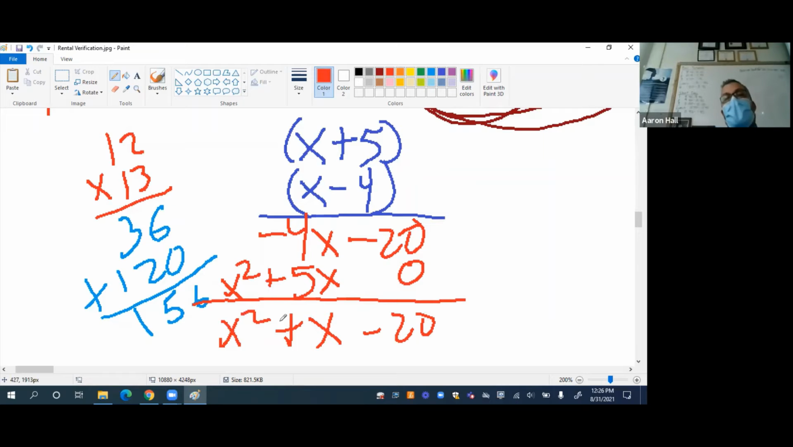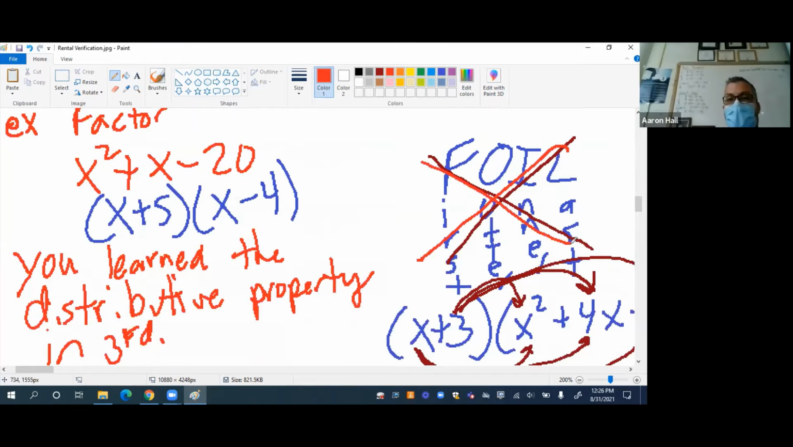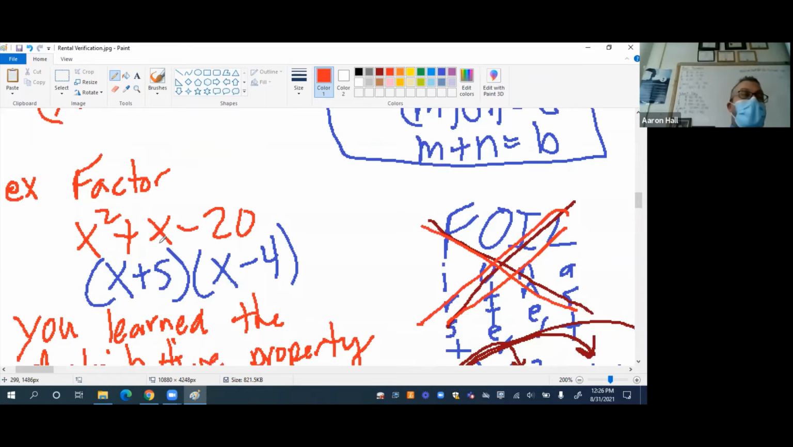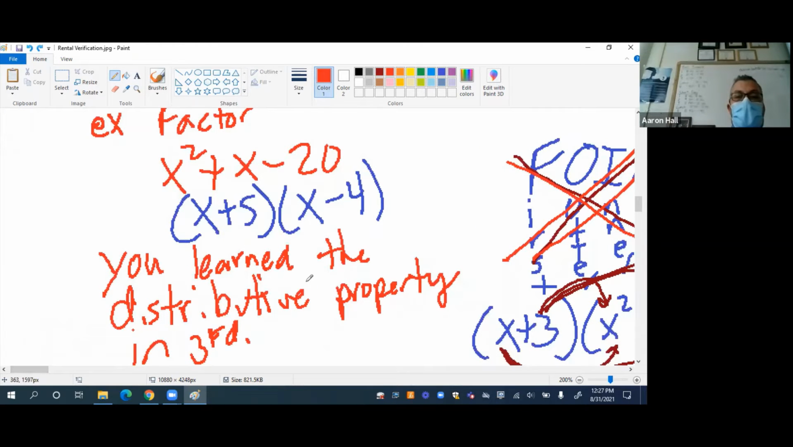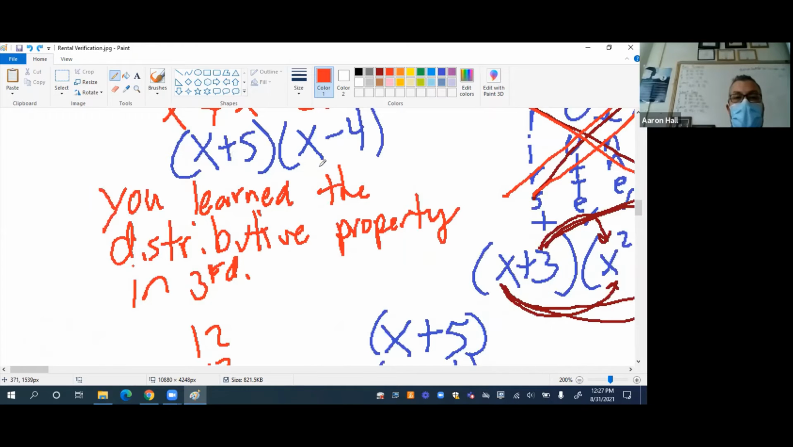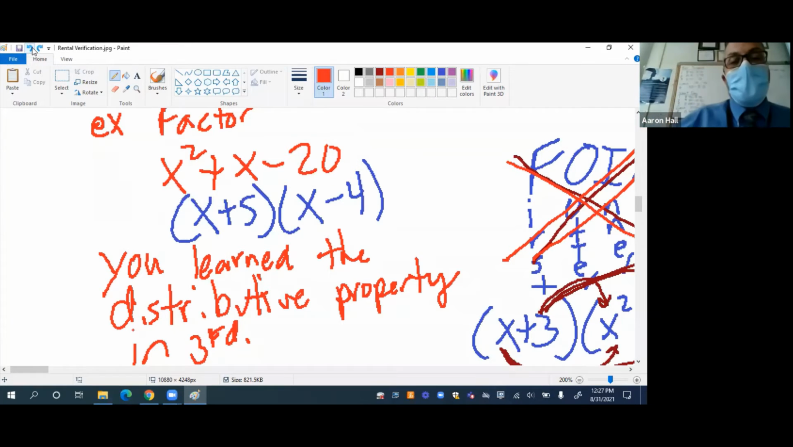I do not like FOIL. It's one of my pet peeves. You learned about this in third grade. Some of you in second grade. Why create a new name for something that you already know? It's just silly. We're going to use the word distributive property. We're distributing these values. Did we get the same value? Yep, by using third grade math.